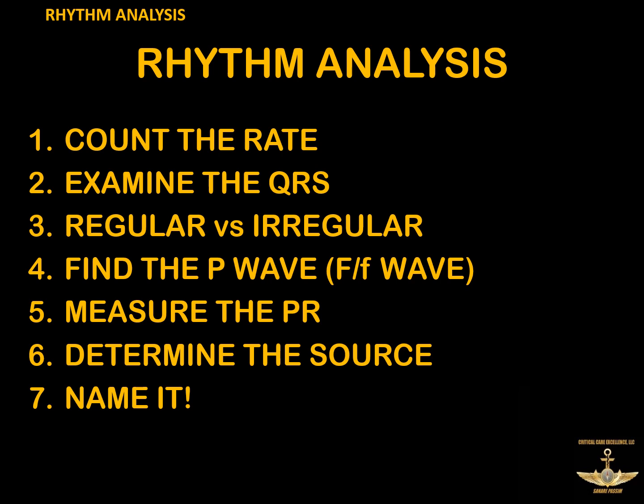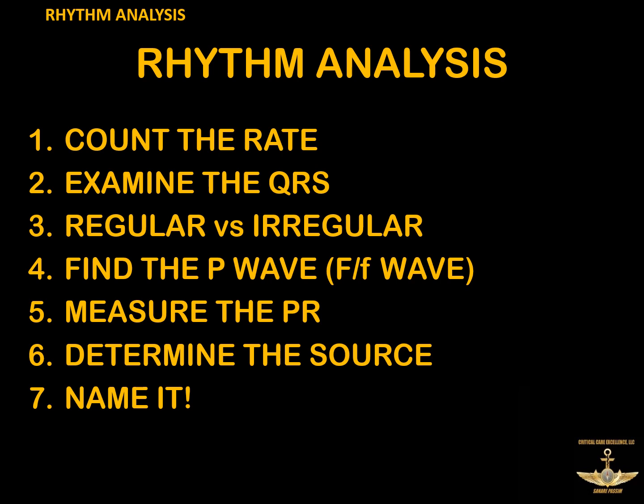Find the P wave, that there, first of all, is a P wave. If there's not, look for a flutter wave or a fibrillation wave, or none of those, because that's going to help you name it when you get there. Look at the PR interval. If there's a P wave, then measure the PR interval that comes from it, because that's going to help you diagnose things like heart blocks.